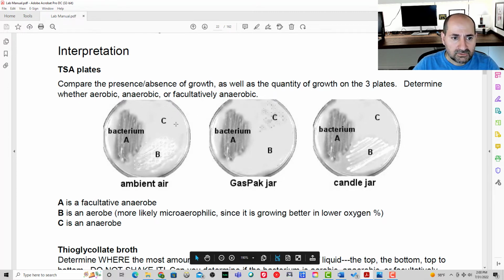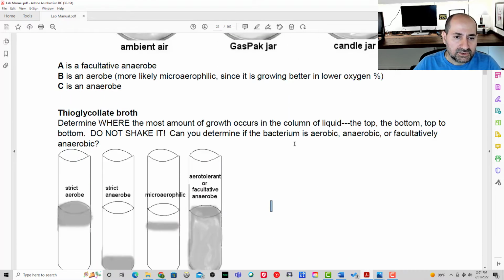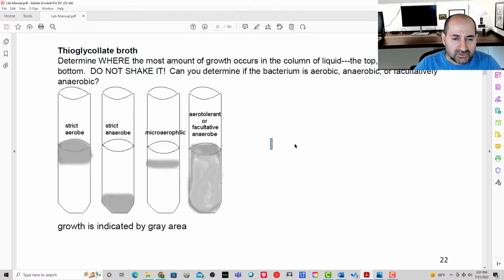Bacteria C did not grow in air, did not grow in candle jar. It grew mainly in gas pack, so that would be your strict anaerobe. So you can use either a plate method for interpretation of oxygen requirement, or you could use the thioglycolate broth method for the same thing as well.